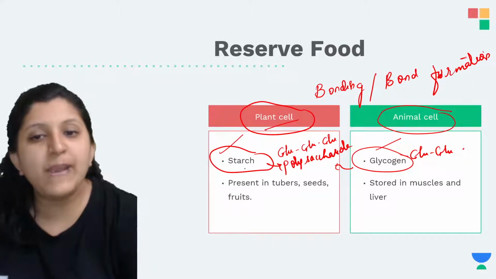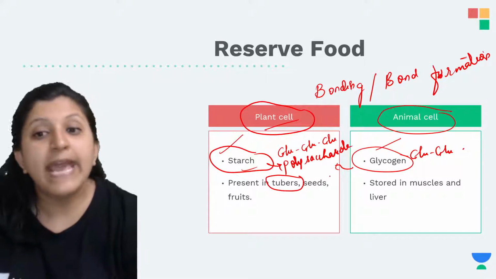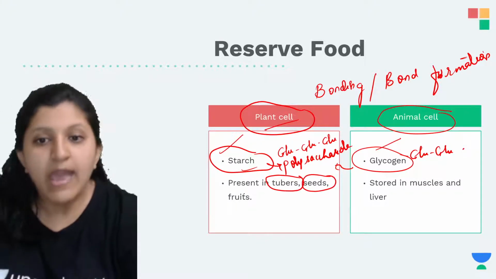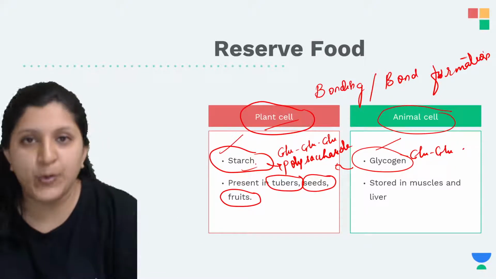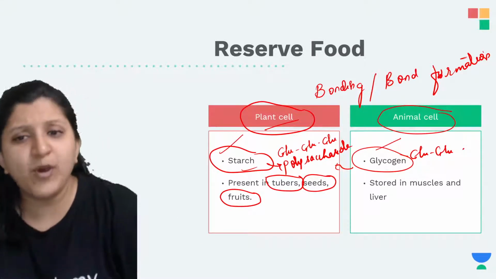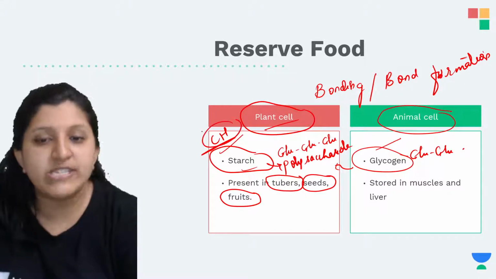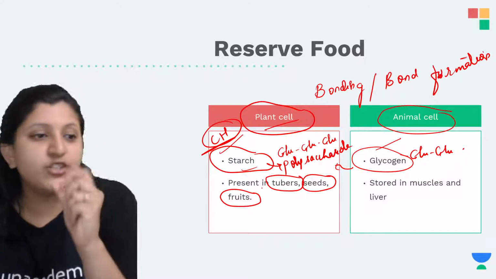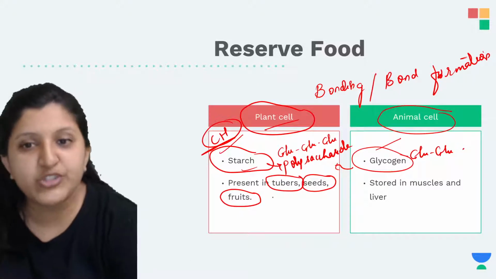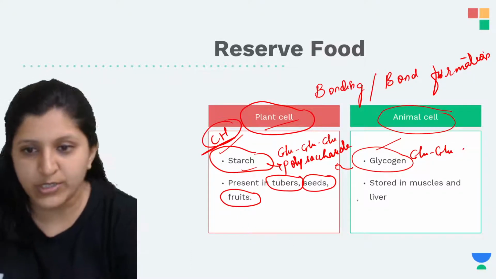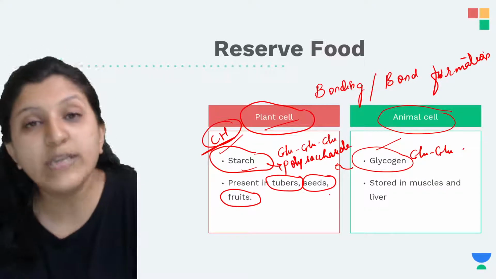Now in case of plants, starch is stored. Where is it stored? It is stored in tubers, in seeds, and in fruits. So we can find this particular carbohydrate. Let's say starch we are talking about. Starch storage, which is a carbohydrate, is done in a tuber, which is a modified structure. When we mention root and stem, the modified structures are tubers. Seed is also having a carbohydrate, fruit is also.